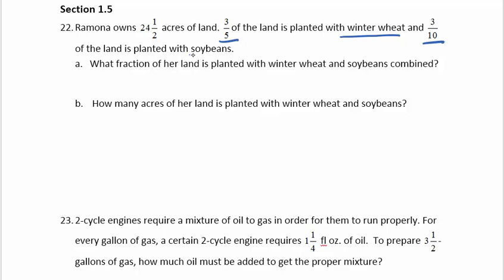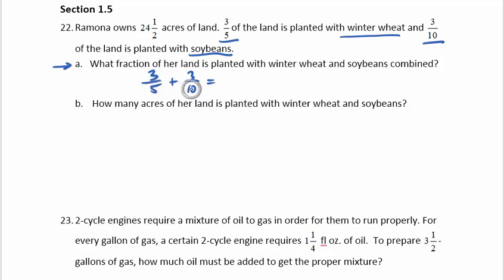3/10 has got soybeans on it. So try to visualize the wheat growing in her field, maybe just about half of the land, and then 3/10, which is a smaller amount, is planted with soybeans. Once we visualize the problem, now we're ready to answer the questions. What fraction of her land is planted with winter wheat and soybeans combined? So we need to know what these are in total. So we're going to take these fractions and add them. 3/5 plus 3/10.